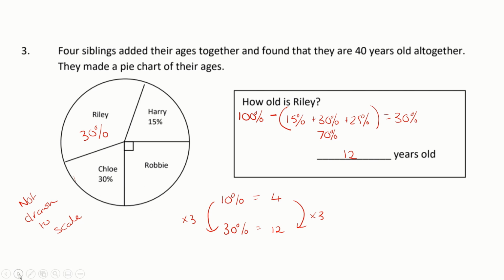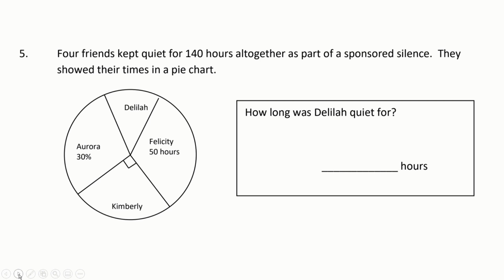Okay, let's go to another question. This one we've looked at before. 4 friends kept quiet for 140 hours altogether as part of a sponsored silence. They showed their times in a pie chart. Something different in this question. You've got a number in one of the parts of the pie, 50 hours. Don't make the mistake of converting that to a percentage, because 50 hours is already in the form that you need it, because it says how long was Delilah quiet for, how many hours. Well, that's already there for you.